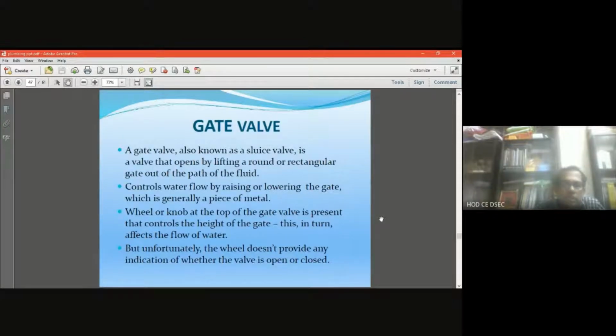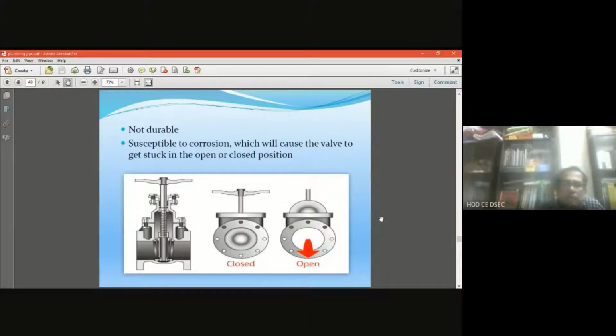This is also called a shutdown valve. That means it either totally shuts down the flow, it is 100% closed, or it is 100% open. So a gate valve, which is called a squeeze valve, basically controls water flow by raising or lowering the gate. The operation is raising and lowering of the gate, which is generally a piece of metal. The name is gate valve, as you are raising and lowering the gate in this system.